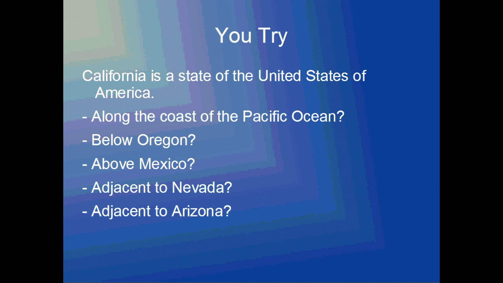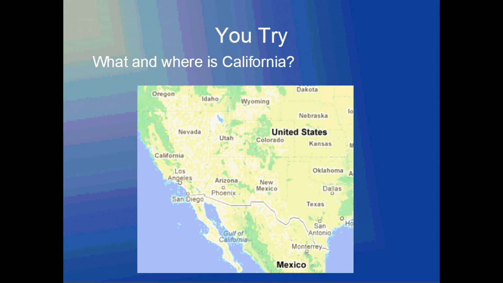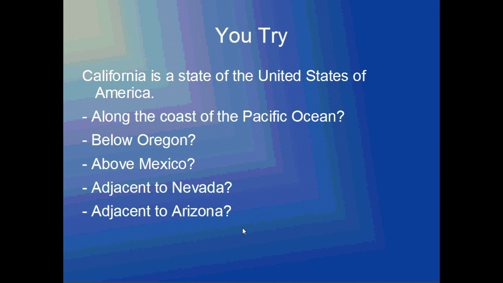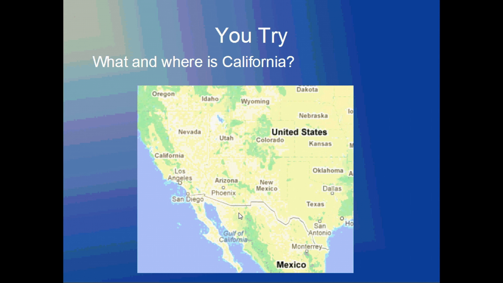That wouldn't be helpful because Oregon is also a state along the coast of the Pacific Ocean. Okay? What about it's below Oregon? Would that tell us exactly where California is? Nope. Because Nevada, Arizona, Mexico, they're all below Oregon. What about above Mexico? Would that tell us exactly where California is? Nope, because Arizona, Nevada, and Oregon are all above Mexico, including Texas, New Mexico, Utah, Idaho. So that wouldn't tell us exactly where California is.